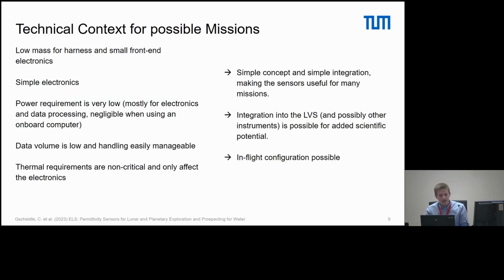Just a little technical context for such missions. What I find really beneficial and nice in this concept is that they're quite simple, actually. They don't require a lot of electronics or a lot of math, but they can give you significant scientific data back. So we hope to find more possibilities to fly such sensors in the future.